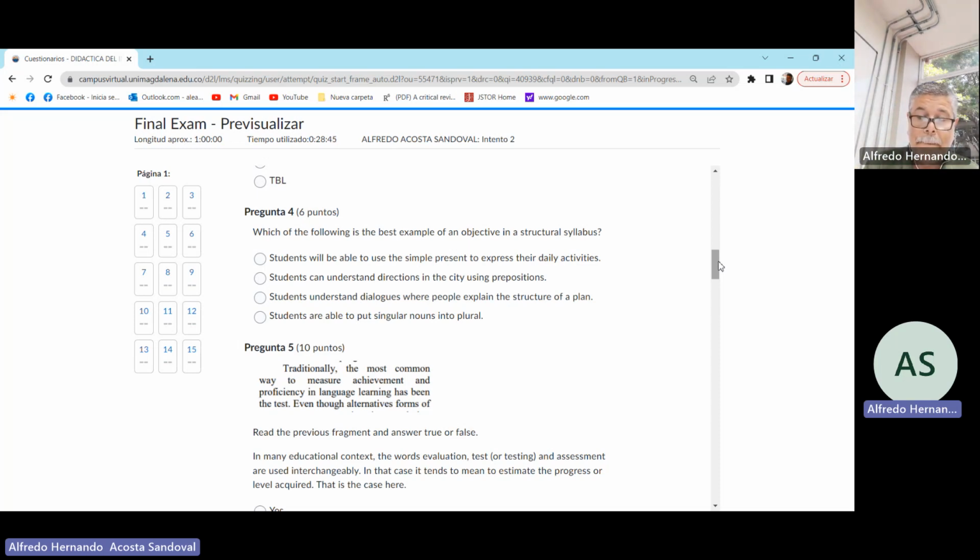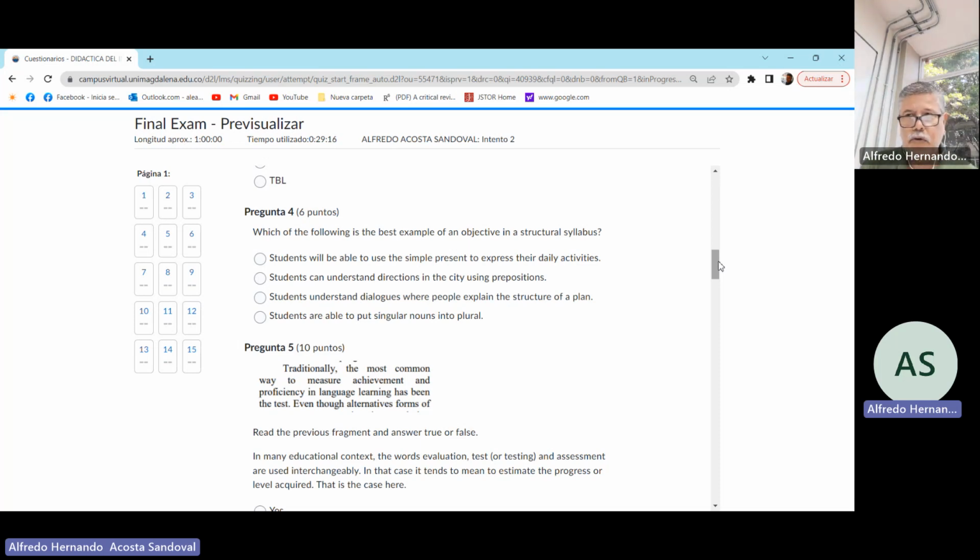Structure, just to make sure that you understand that structural is not directly related to the word structure in any sense, but only in the sense that it comes from structuralism, you know, like Saussure and these trends. "Students are able to put singular nouns into plural."